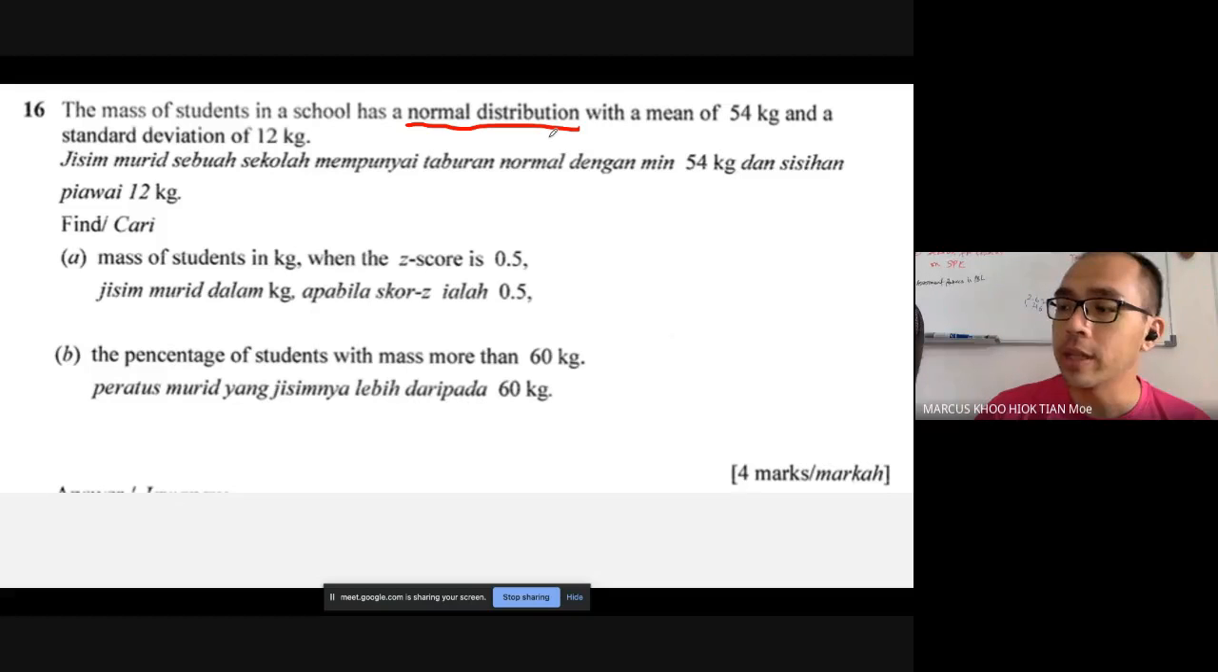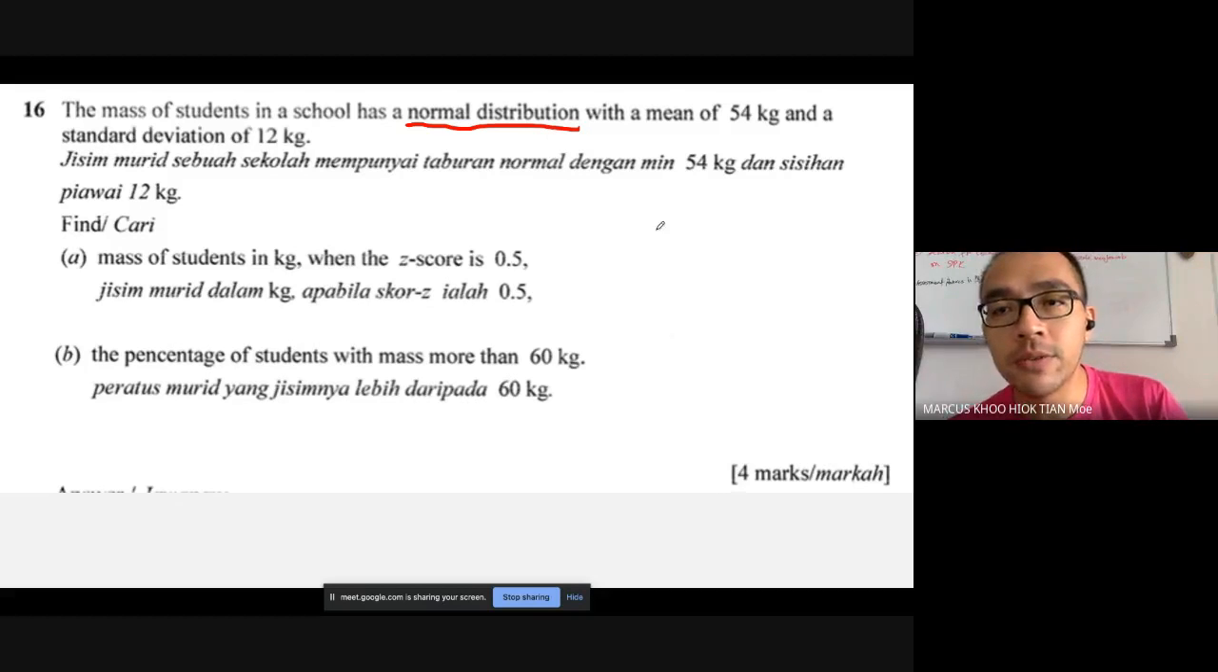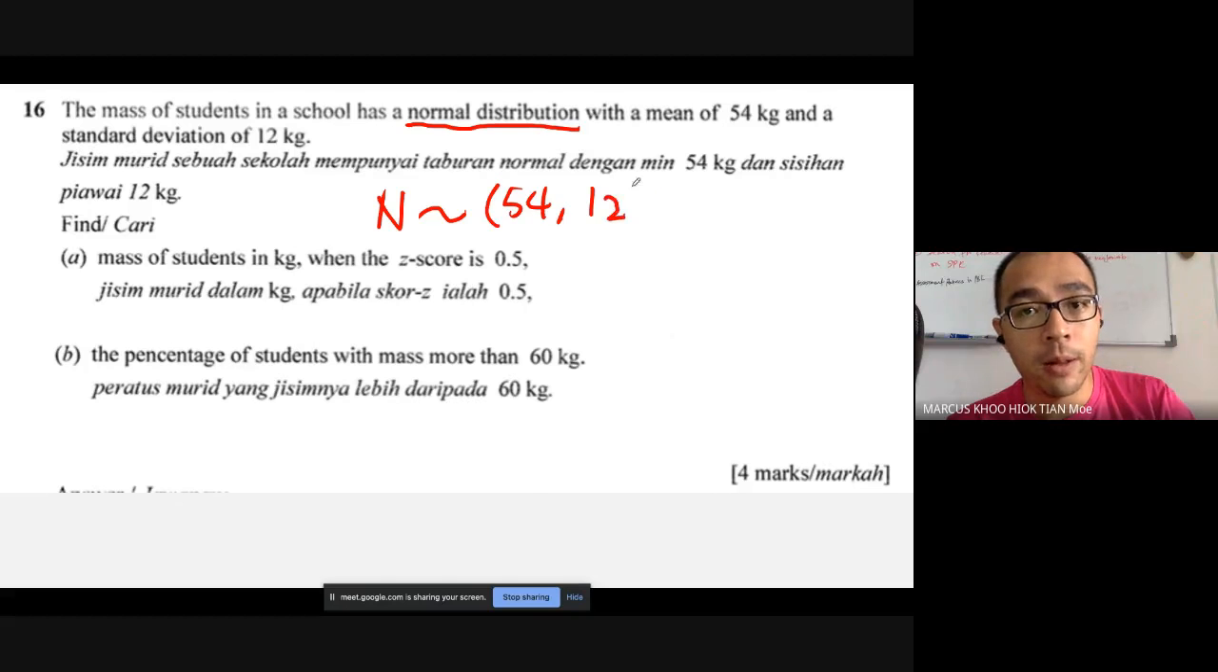If you don't have the table, sorry, I don't have a copy of the table now, but you should have it. So the mean is 54 kg and the standard deviation is 12 kg. Now just a reminder, normal distribution, sometimes it will be written like this. Then sometimes it will be written like this: 54 and 12. I want you to know this symbol.